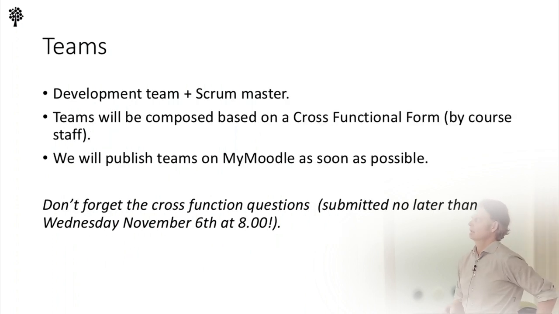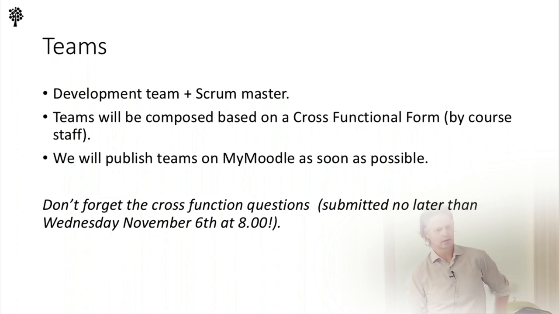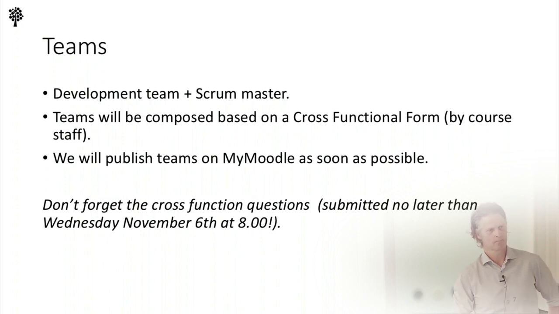So the teams, it's divided into two things here. That's the development team and the Scrum Master. Each group will have one Scrum Master, and you will have to decide among your team members who that person will be. The team members will be developing, but in an ordinary Scrum project, the Scrum Master is kind of the person who is paving the way for the rest of the team and usually doesn't do that much development. But in this case, the Scrum Master will develop as well. So it's a kind of a mixture of different things here.